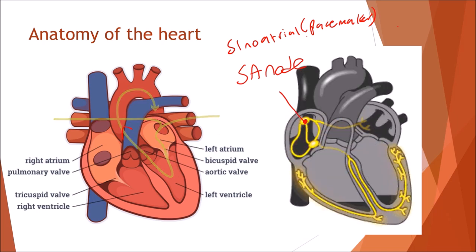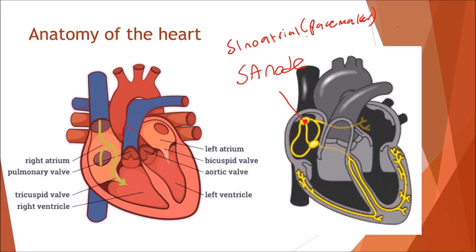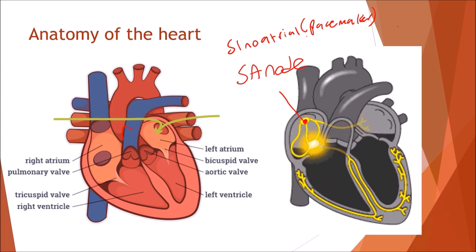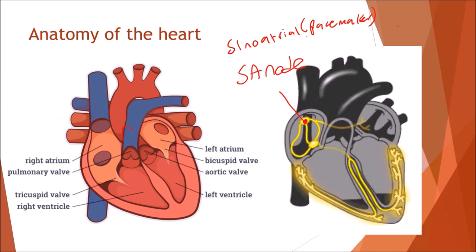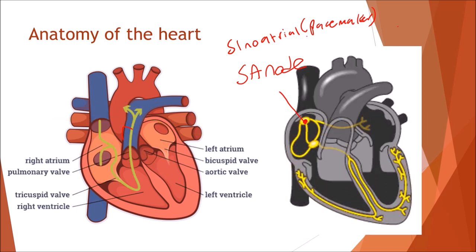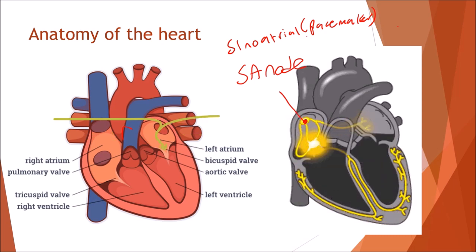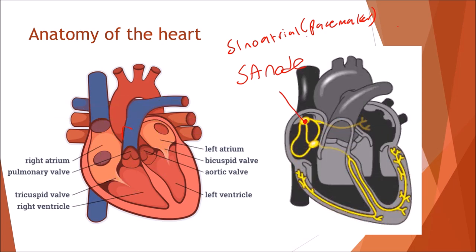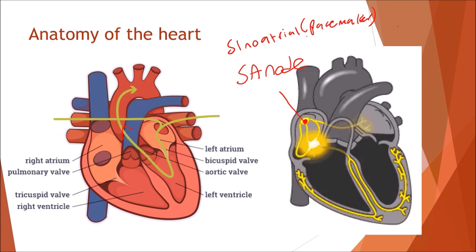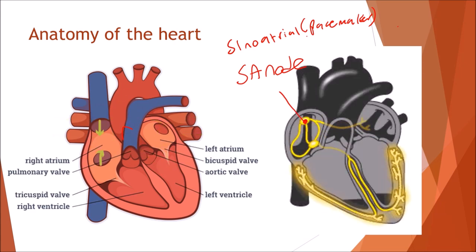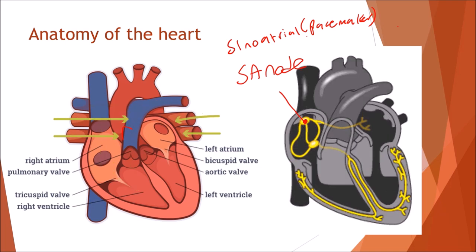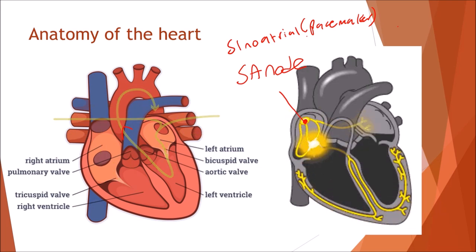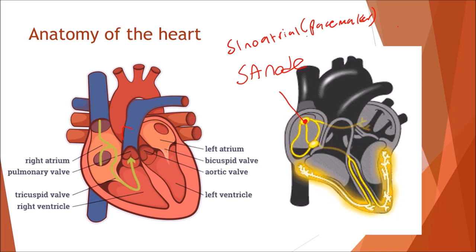The heart is autonomic, meaning that it on its own will beat, and the signal that makes it beat starts off in the SA node. And the SA node is located in the right atrium. The SA node will send the signal for both atria to contract, as you can see right here. You can see how it sends the signal and then they both contract.